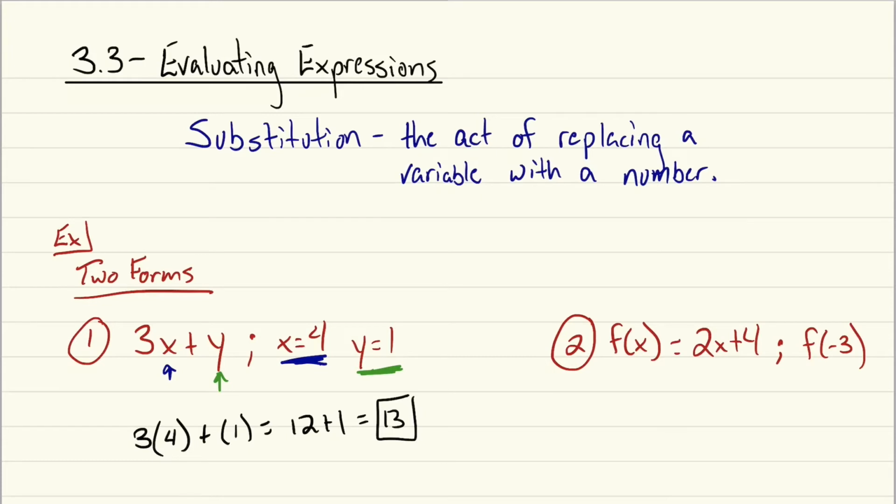Our second example takes us to something called function notation. While you might not see a lot of this, and people think it's really confusing, in reality, it's the exact same kind of math. It's just written a different way. So we have f of x, that's how you read that first part, f of x is equal to 2x plus 4. But then it says f of negative 3. Basically, what this problem has told us is that x is equal to negative 3.